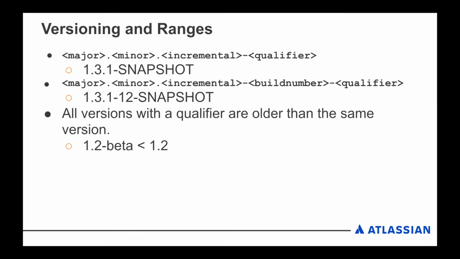So versioning for modules and dependencies can be defined as major, minor, incremental separated with a dot, and it can be suffixed with build number or qualifier. So 1.3.1-snapshot or 1.3.1-12-snapshot are valid version numbers. So all versions with a qualifier are older than the same version. So 1.2-beta is an old version compared to 1.2.